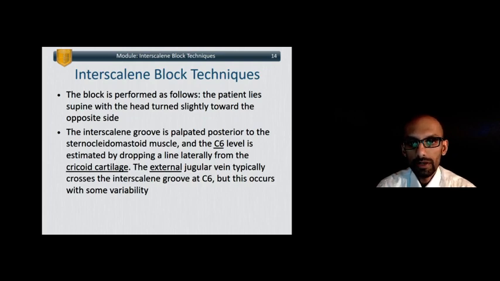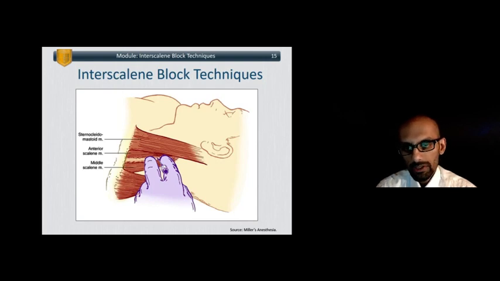So the patient lies supine with their head turned slightly towards the contralateral side. The interscalene groove, as I said, the groove between the anterior and middle scalene, is palpated posterior to the sternocleidomastoid muscle. And that's at the level of C6, which drops a line laterally from the cricoid cartilage. The external jugular vein typically crosses the interscalene groove at C6, but there's a high degree of variability with that. And that's exactly what you see in this image from Miller's Anesthesia. Here, the anesthesiologist's fingers are falling into that interscalene groove between the anterior and middle scalene muscle.